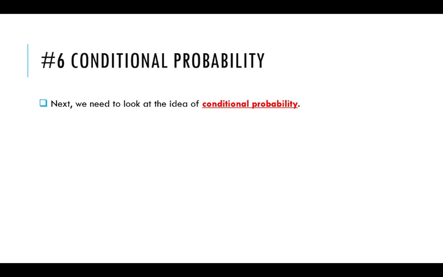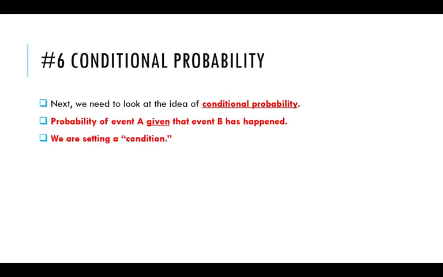So we're going to look at conditional probability. A conditional probability is the probability of event A given that event B has happened. The probability of event A given that B has happened. Why do we call this conditional probability? Because basically what we're doing is we're setting a condition. Given B has happened, that's our condition. So here's an example.